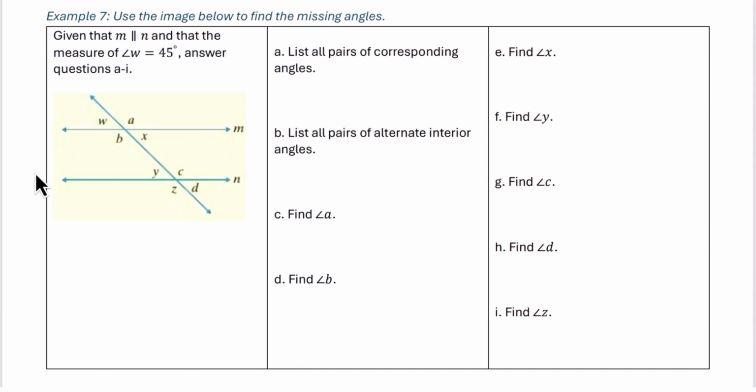Let's use the given graph to answer the following questions. Notice that M and N are parallel. We do need that information in order to answer some of these questions. We're also told that angle W is a 45-degree angle. So let's label that as 45 degrees.